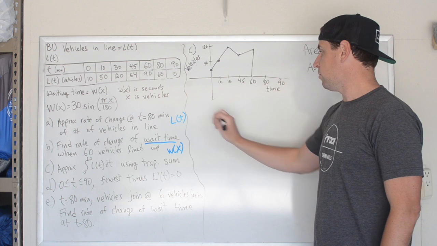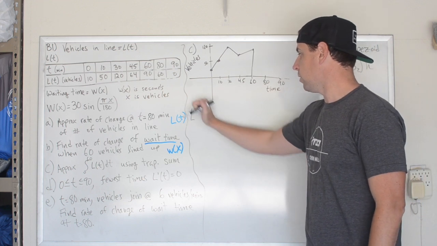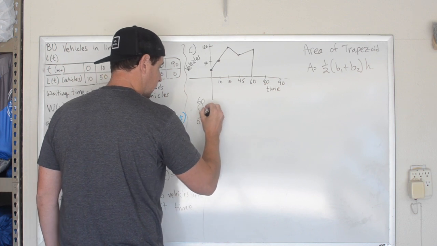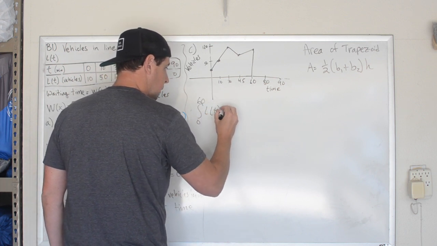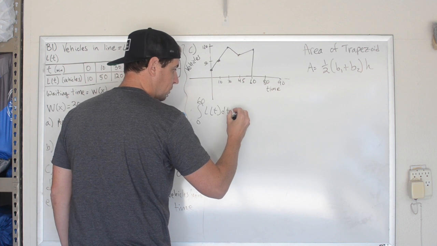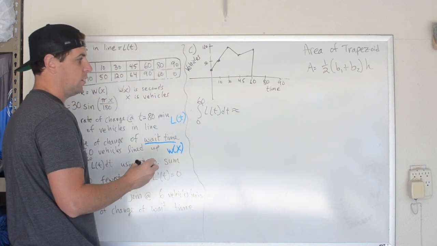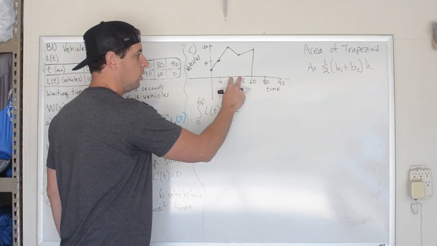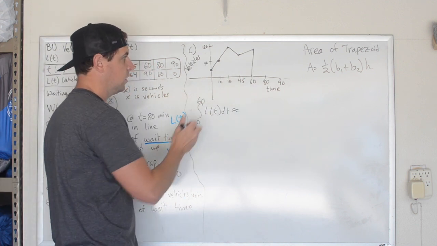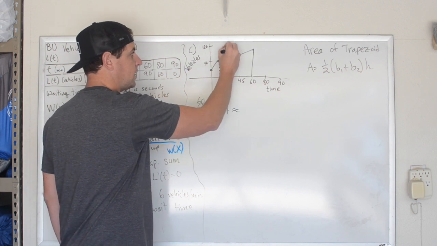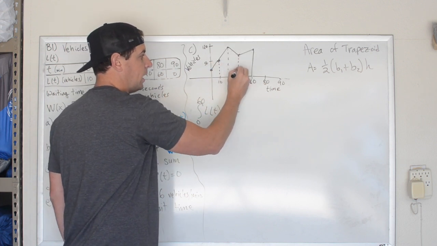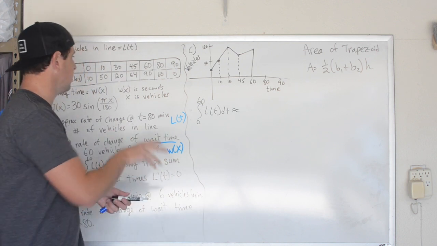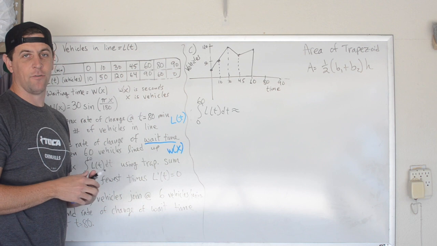Okay, so I know that the integral from 0 to 60 of L of t dt using the trapezoidal sum, which is what they've asked me to do, I got to decide how many trapezoids I'm going to use. I'm going to use 1, 2, 3, 4 trapezoids because I can make 4 trapezoids with the data given to me by the table. And they didn't tell me exactly how many trapezoids they wanted me to use. So I'm going to assume they want me to use all these different values that I have from the given table.